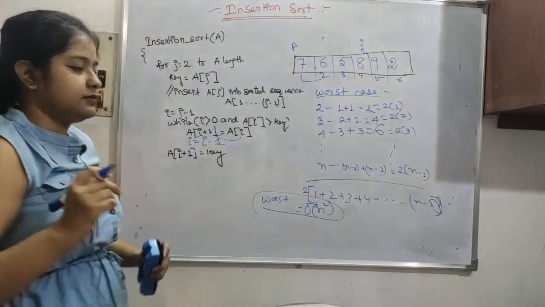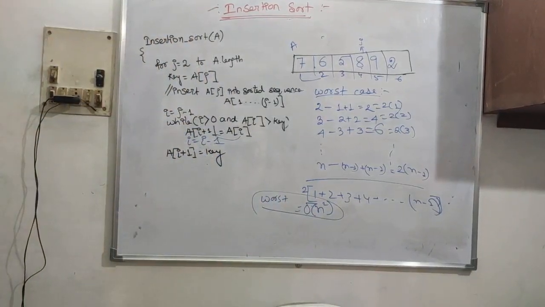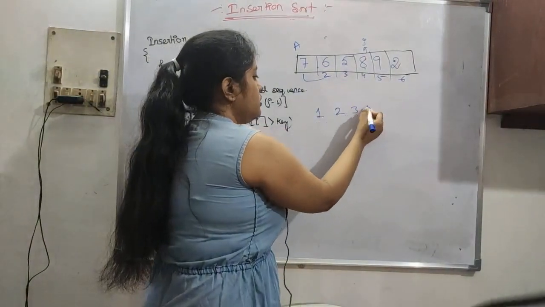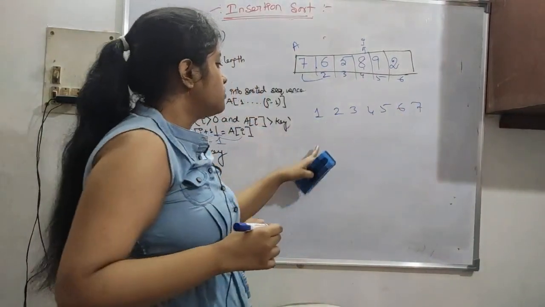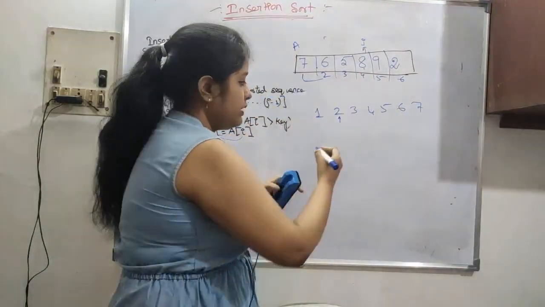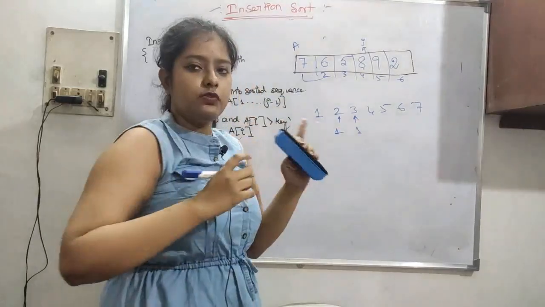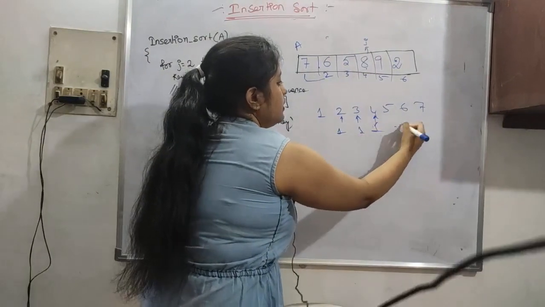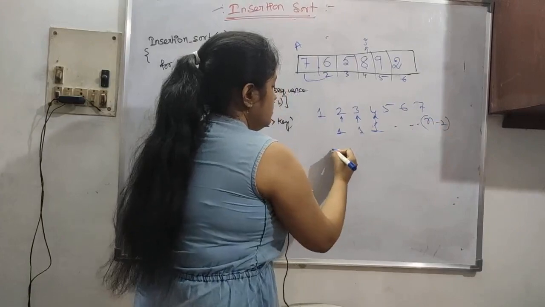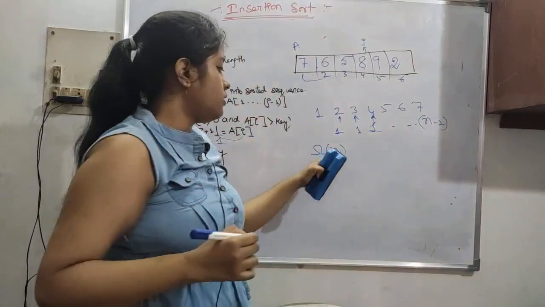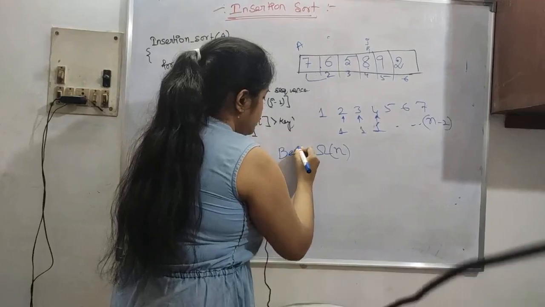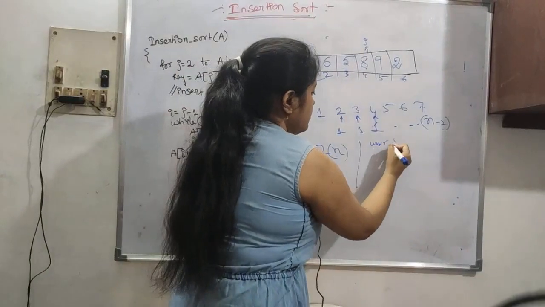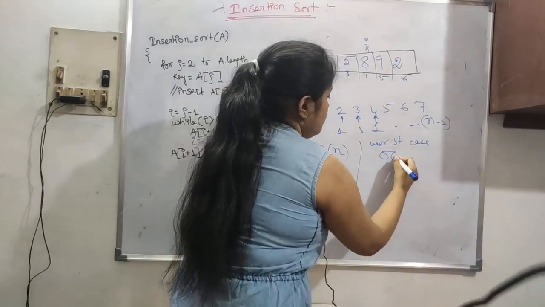Now we will see the best case. The best case is when it is already in sorted order, 6, 7 like this. For each element, just one comparison, no movement, just one comparison like this. So n minus 1, so it is actually omega of n. So this is our best case time complexity, and the worst case is order of n square.